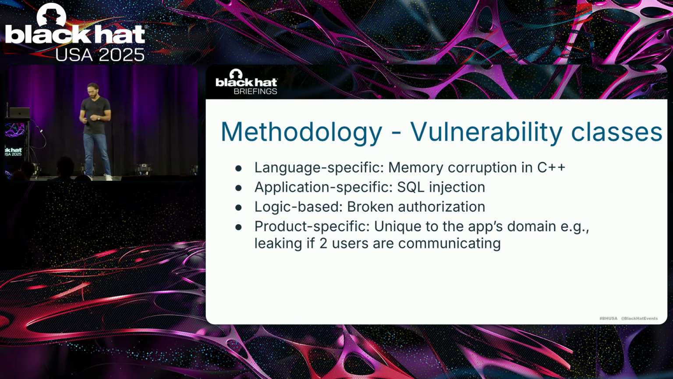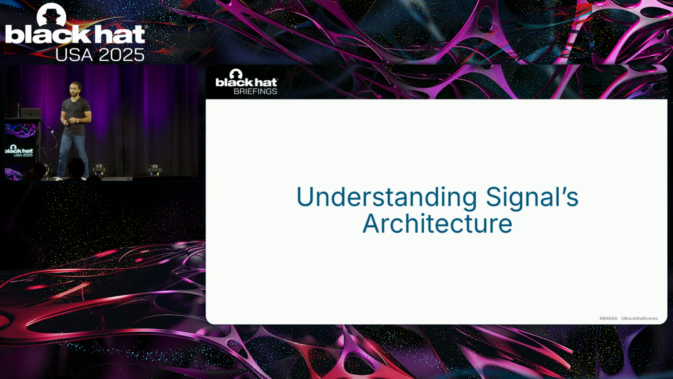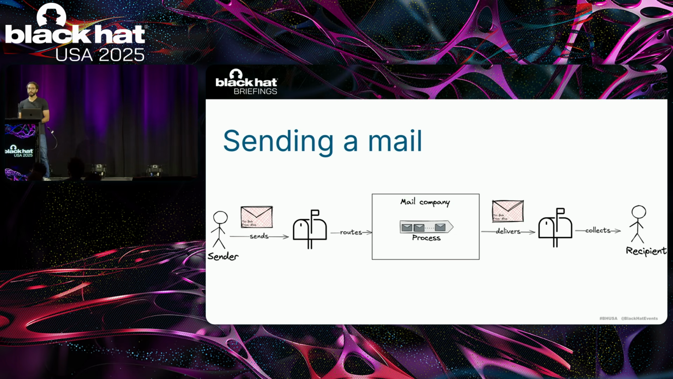So with that, let's start and understand Signal architecture. To explain how Signal works, I'll use an analogy similar to physical mail. If you want to send a physical mail, the sender will write a letter, put it in an envelope, deliver it to a mailbox. The mail company will pick up the mail, route it to the recipient mailbox, the recipient collects it, reads the message.